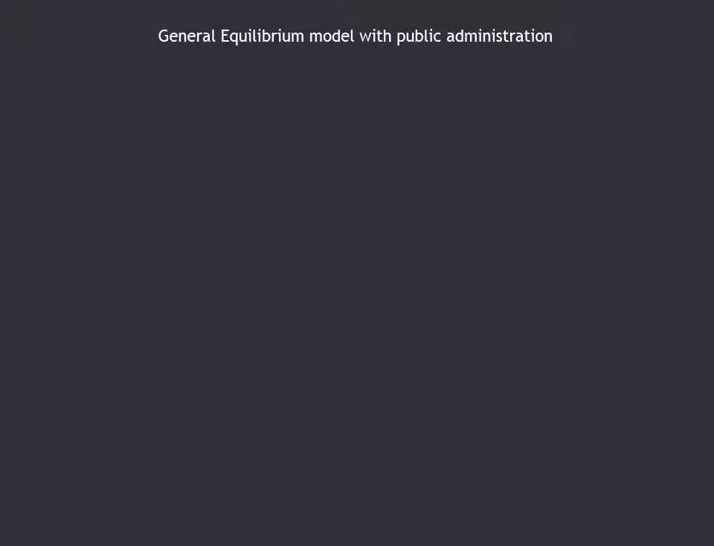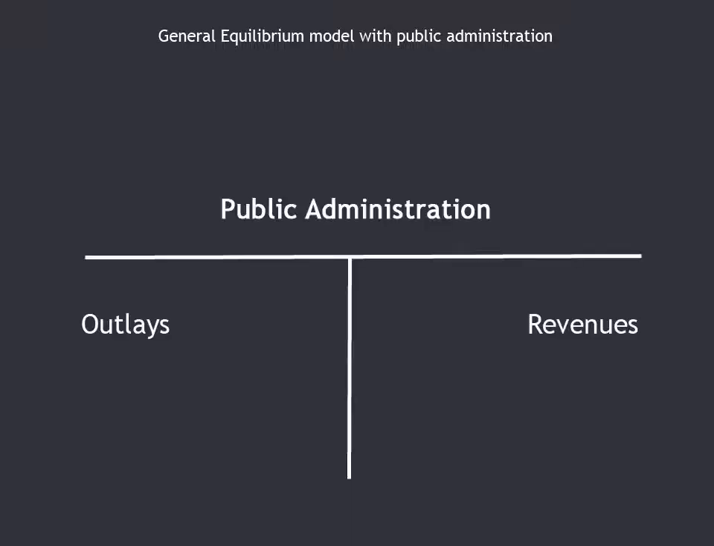So the question is to see how the introduction of a public administration modifies our computable general equilibrium model. This introduction may have several implications. First, public administration collects revenue, taxes, so it's a revenue for public administration. And so taxes may have an impact on the economy, of course.